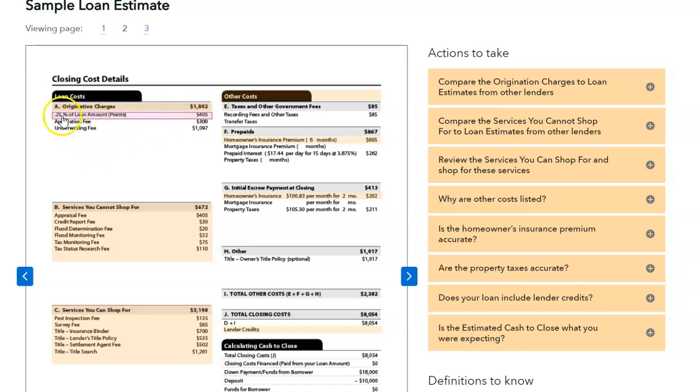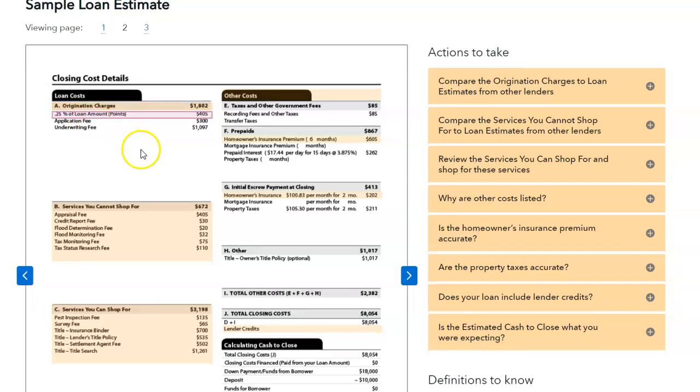But what points is, is the amount of money you're spending to buy down the interest rate. So the interest rate of 3.875% on this estimate, or this example, shows a $405 cost to the buyer in order to get that interest rate. So that's listed under here.